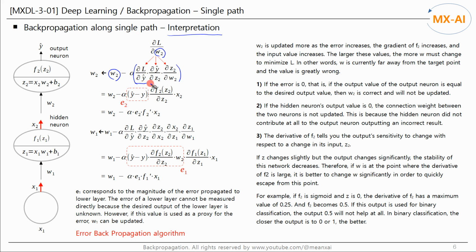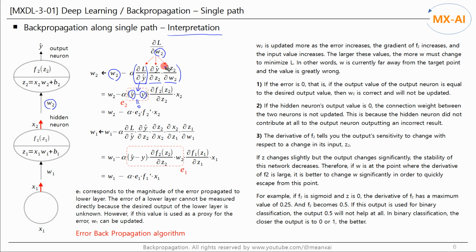This time, we will look at the meaning of each derivative in the chain. The larger the magnitude of each derivative, the more W2 is updated. The first derivative in the chain represents the error of the neural network. If error is 0, then W2 will not be updated. This means that if the output value y hat of the neural network is the same as the desired output y, then current W2 is correct and will not be updated.